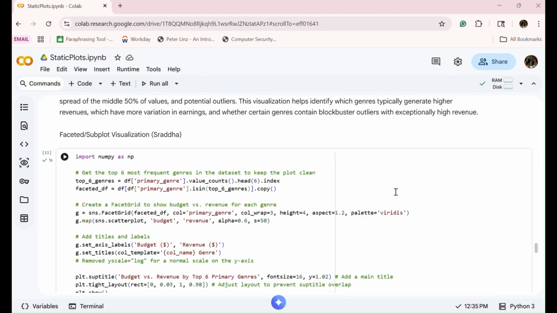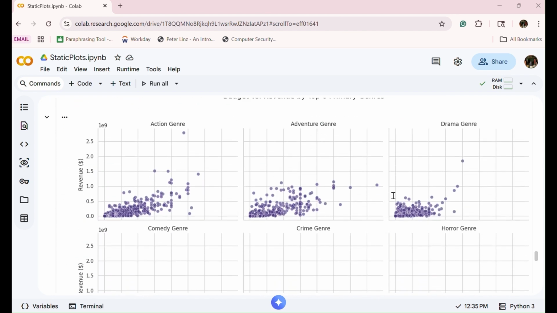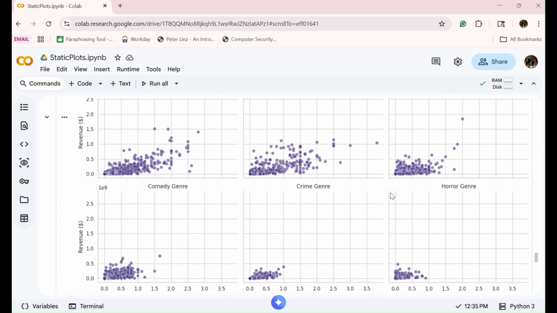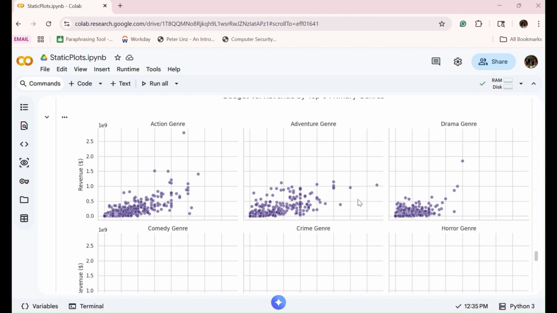The fifth visualization is a faceted scatter plot, essentially 6 scatter plots arranged in a grid, one for each of the top 6 genres. What makes this chart valuable is the comparison it enables. For action and adventure films, there's a clear upward trend. More budget generally correlates with more revenue. But for drama and comedy, the relationship is much looser. High revenue drama films are often not particularly high budget, and that's a meaningful genre level difference that would be invisible if we only looked at the genres combined.